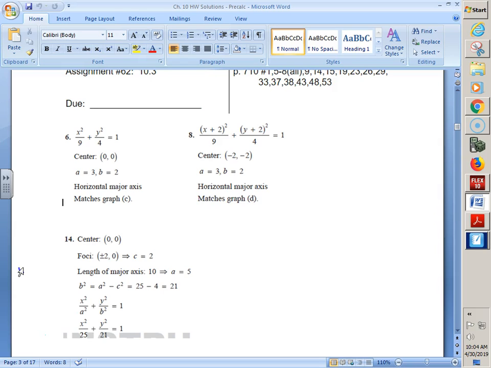Number 6 matches with C, because if you guys noticed, x minus h, y minus k, the center was 0, 0. Only 2 graphs had that center. And who won? The x guy or the y guy? X guy. So how is it squished? In the x direction. Horizontally. The other one, I think, was squished vertically because the y won.